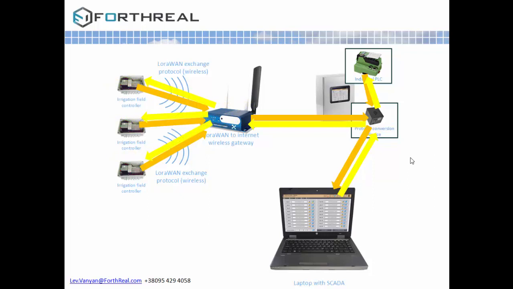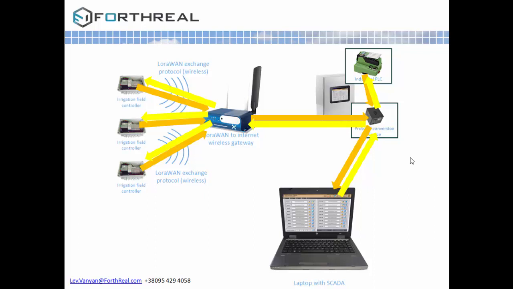I must also admit that there are certain peculiarities pertaining to the exchange protocol between the LoRaWAN gateway and the field irrigation controllers, which is that the LoRaWAN gateway is capable of pushing information towards any irrigation controller only in response to a package coming from the irrigation controller itself.